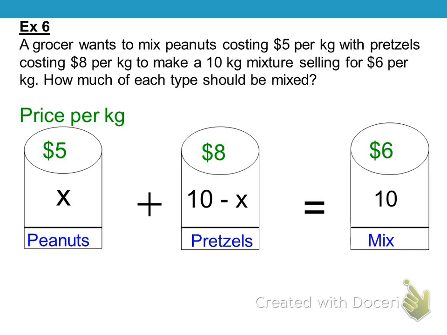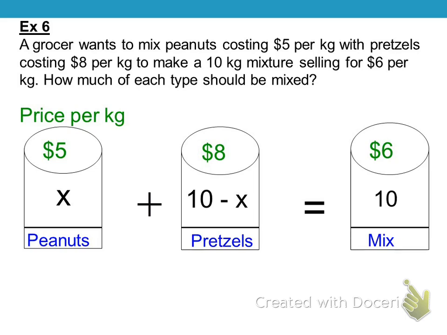All right, so any questions on where these numbers came from? Why is it 10 minus X and not X minus 10? Because we know that we're going to have a total of 10. So no matter how many peanuts you end up with, the pretzels is going to be 10 minus that number. If I said you had 2 kilograms of peanuts, how many pretzels would you have? That's 8, right? That's not 2 minus 10. It's 10 minus 2. You start with the total and you take away whatever goes to the first canister.